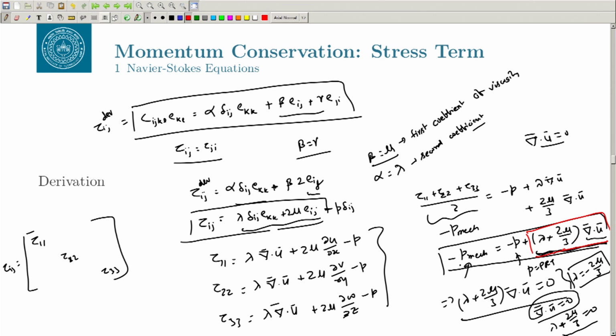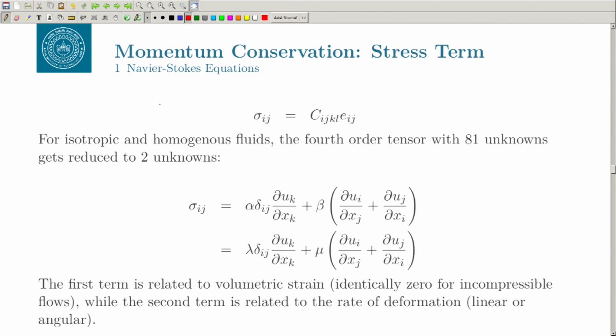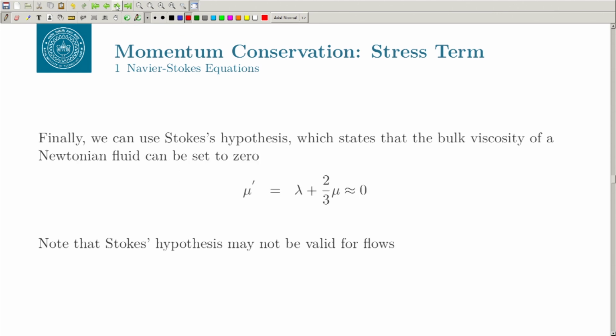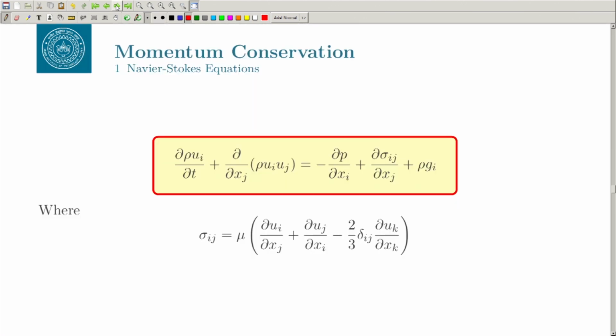Now, let us finish this thought for the normal situation. We have already derived lambda and mu, so lambda plus 2 by 3 mu equals 0. If you use all these terms, I have used tau ij is equal to minus p delta ij plus sigma ij. This sigma ij is the deviatoric term and this is your pressure term.